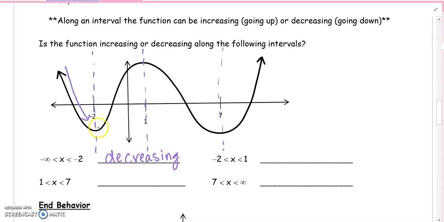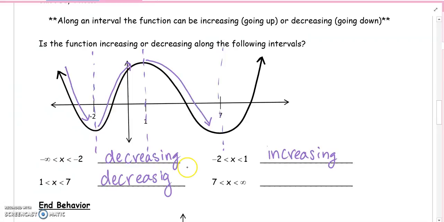Then if we go to the next piece, if we start at the left side and follow the graph, it's going up, so that means it's increasing. And then again, if we start at the left side and follow the graph, it's going down, so this interval is decreasing. Oops, I forgot the N there. And if I start at the left side here and follow the graph, it's going up, so that is increasing.